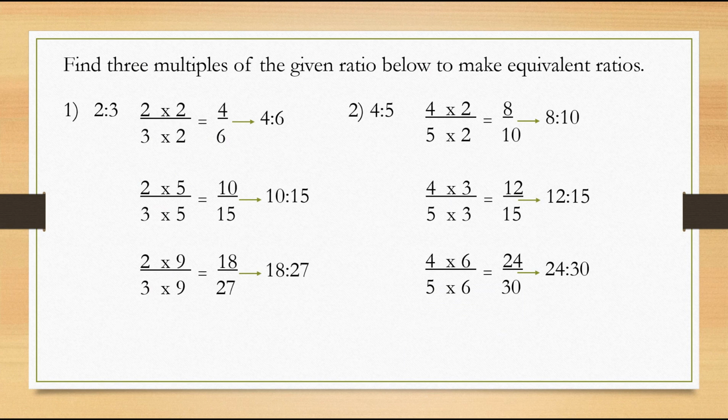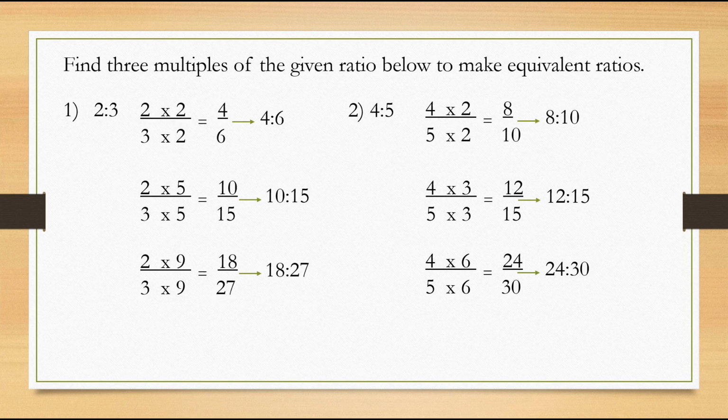So, again, ibig sabihin, itong given number natin ay equal or equivalent ratios. So let's have another example. Let us find the 3 multiples of the given ratio below to make equivalent ratios. So, we have, number 1, 2:3. So, kunin natin yung kanyang mga multiples, at least 3, para makakuha tayo ng kanyang equivalent ratios. So, we have 2:3, so we multiply it by a counting number 2. So, the equivalent ratio of 2:3 is 4:6.